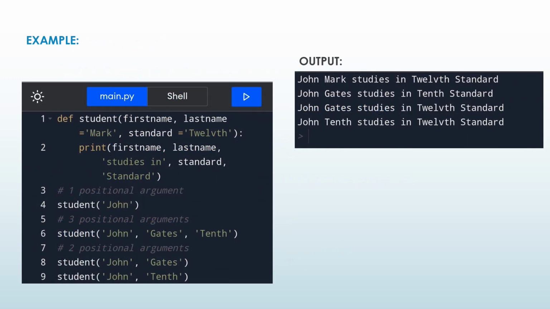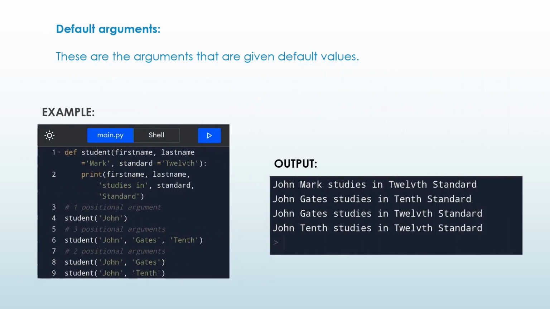Here are a few more examples that depict the usage of keyword arguments in Python programs. Default arguments. These are the arguments that are given default values. To understand this better, let us get into an example given below.